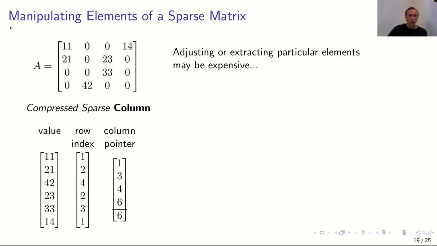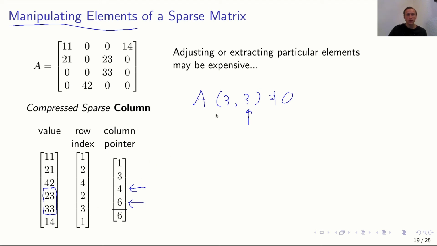Now, what does this mean for manipulating elements of a sparse matrix? So say that we want to set A3,3 equal to 10. Well, in order to change the value of this element, we first need to locate where it is. Finding the third column is not difficult. We simply look for the third element in our column pointer. Also look at the fourth element, from which we can derive that our third column starts in the fourth position and ends before the sixth position, meaning that positions 4 and 5 are reserved for the third column.